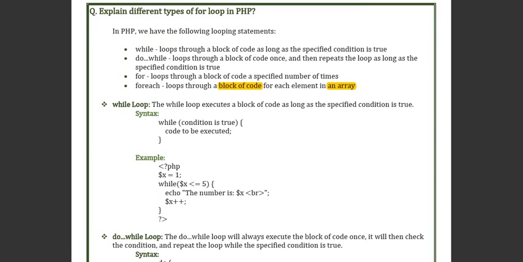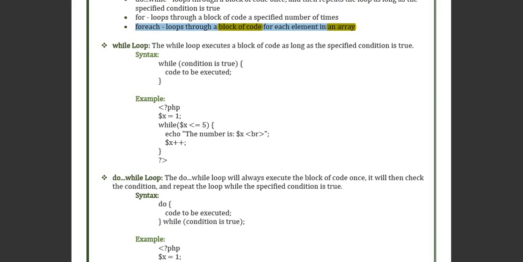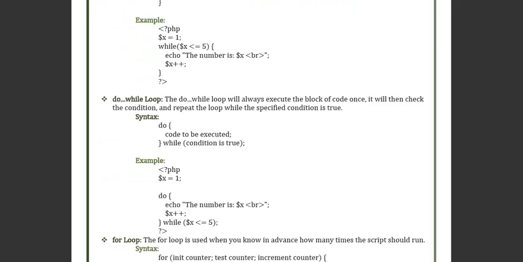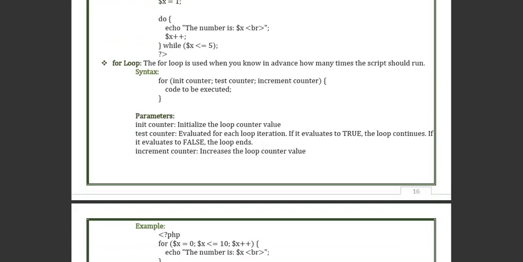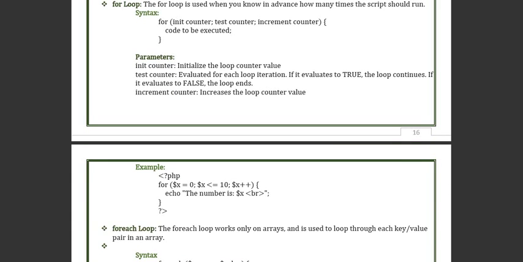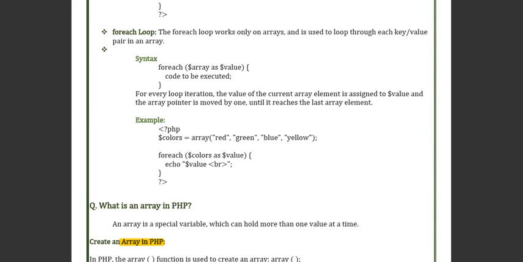Explain the different types of loops in PHP. We have already discussed the while loop, do while loop, for loop, and foreach loop. The foreach loop is very important in PHP because it runs a block of code for each element in an array. The examples are given here for the while loop, then the do while loop, the for loop, and finally the foreach loop.